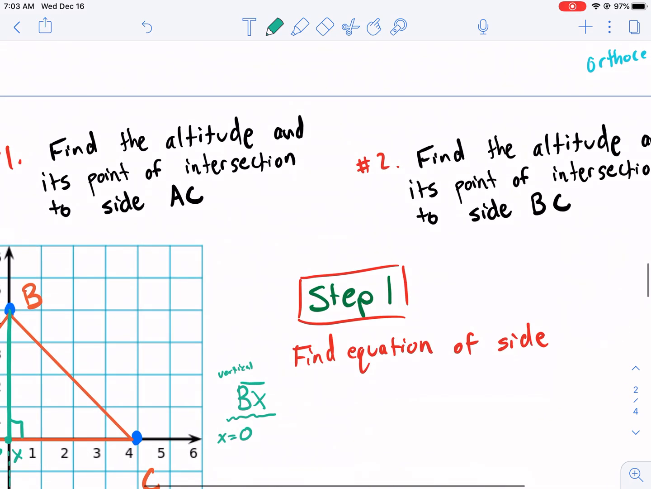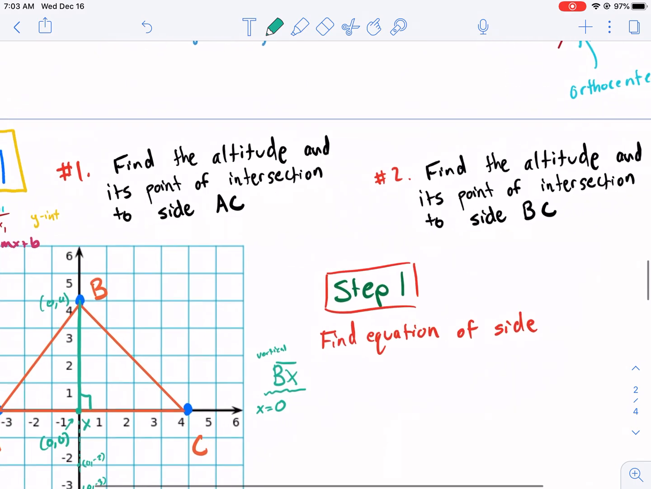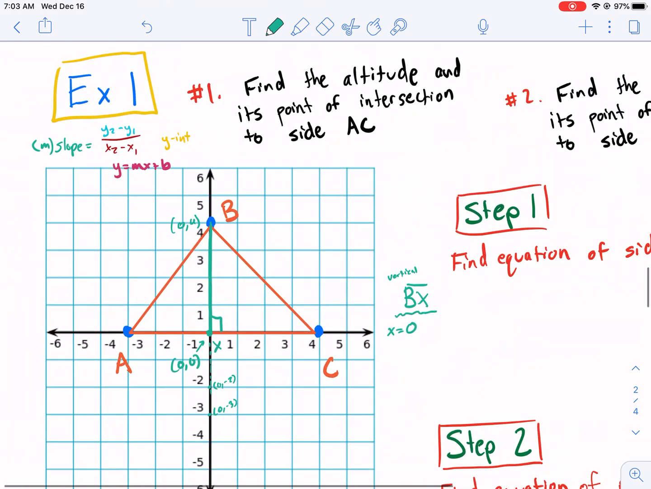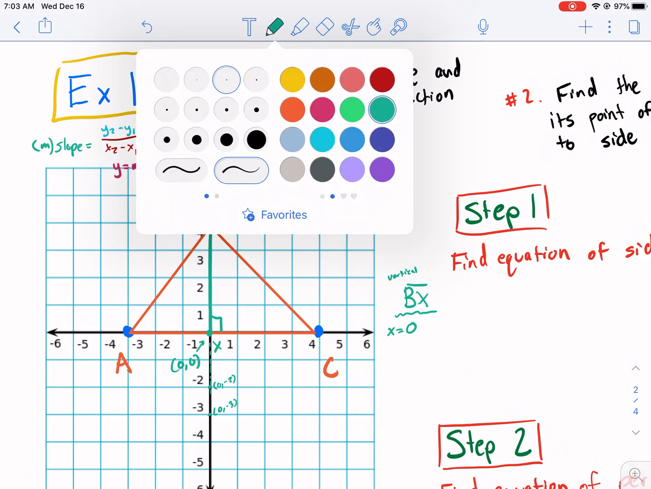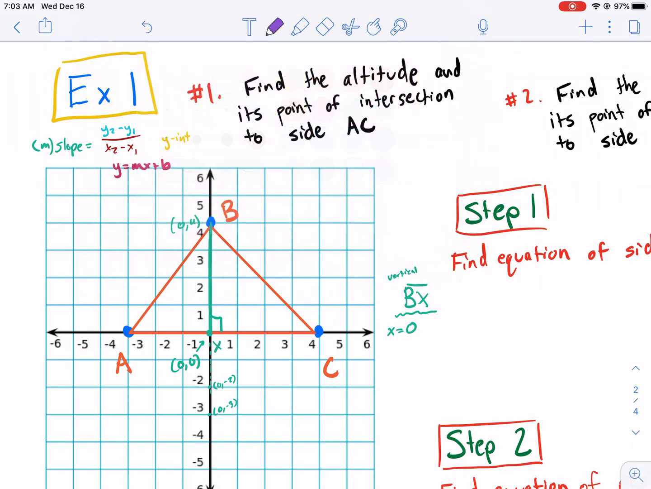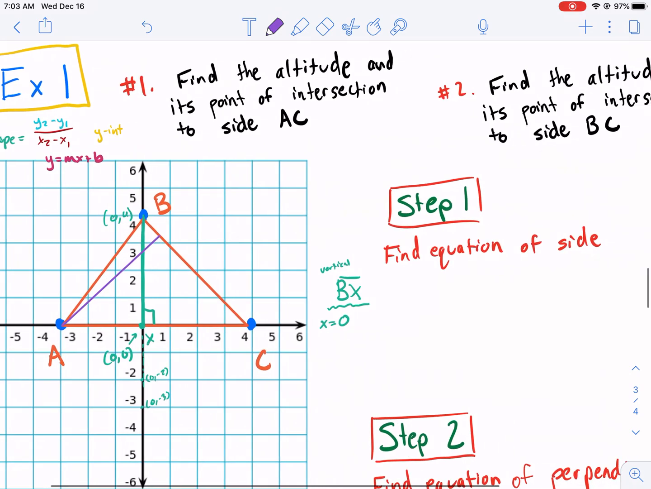Now, we also have to find the altitude and its point of intersection to side BC. This is the tough one. Okay, let's use orange. Really don't want to. I'm going to use purple instead. Okay, so I'm going to draw this. And I know it's somewhere in here, but how do I know where that is?